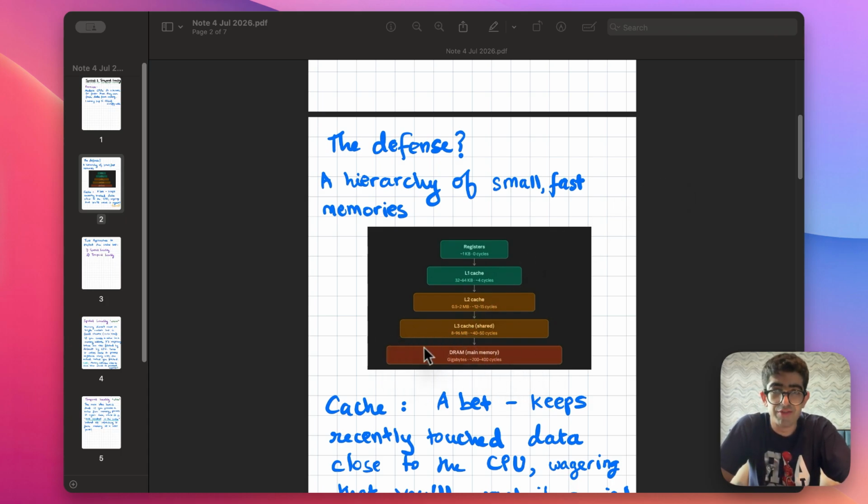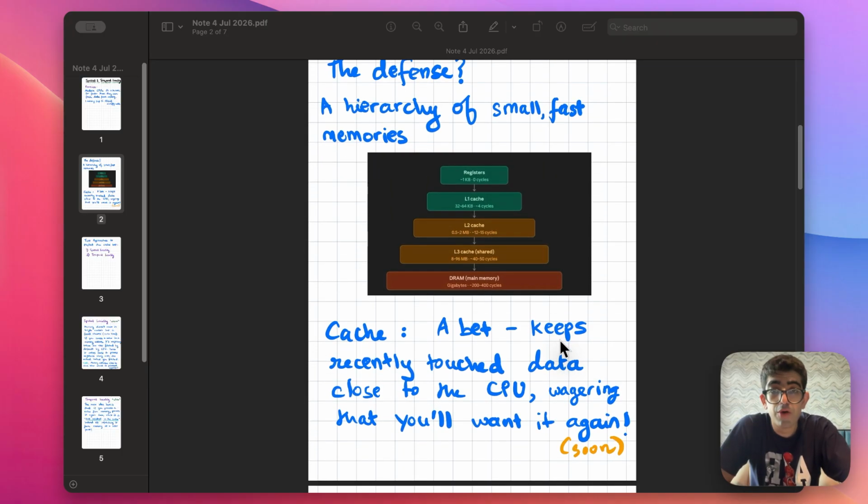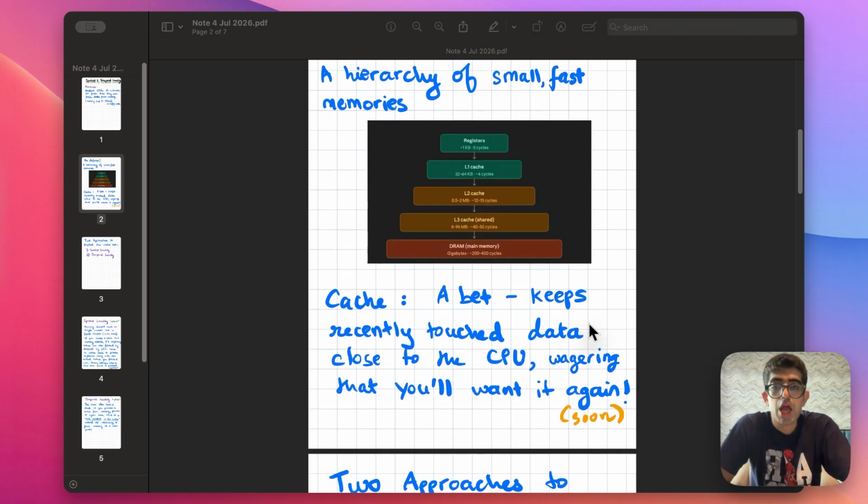Of course, you have DRAM, which is the main memory, and then you have a series of caches, and then of course you have the registers that are extremely fast. And in this video, we're specifically going to take a look at the caches.